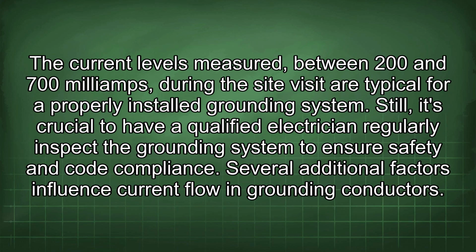The current levels measured, between 200 and 700 milliamps, during the site visit are typical for a properly installed grounding system. Still, it's crucial to have a qualified electrician regularly inspect the grounding system to ensure safety and code compliance.